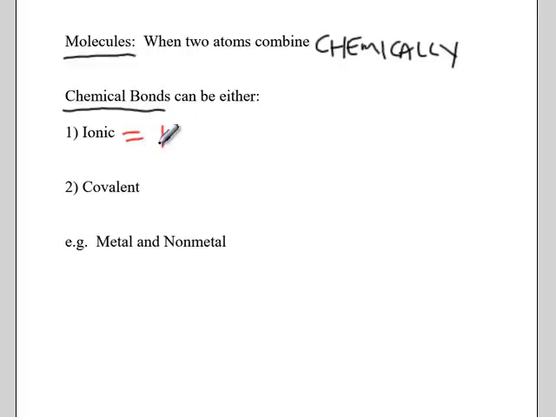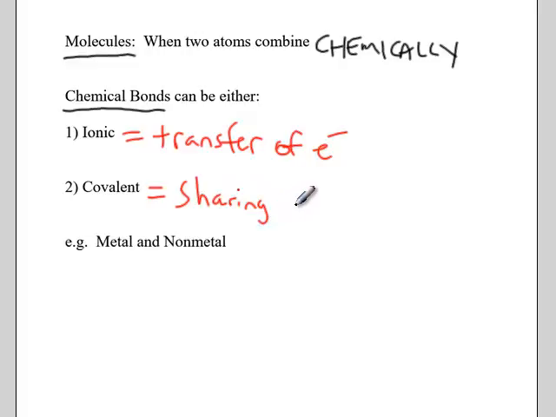And an ionic bond comes from a transfer of electrons, and a covalent bond comes from sharing instead of transferring electrons. So the first question when you draw the Lewis structure of a molecule is what type of bonding, and you can tell that from the periodic table based on whether we're talking about a metal with a nonmetal or if we're talking about two nonmetals bonding.